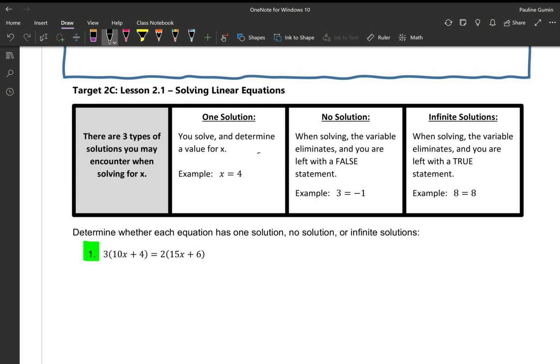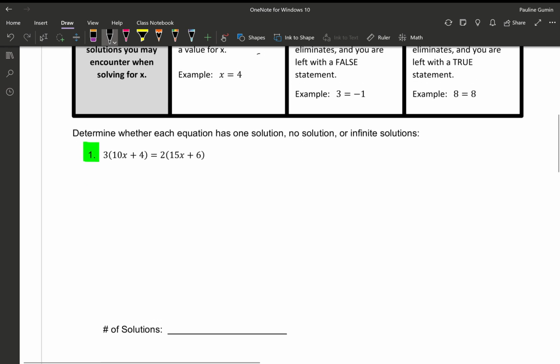The third type of solution we could possibly have is infinite solutions. This happens when we're solving a problem, the variable eliminates, and we're left with something true, like 8 equals 8, 2 equals 2, etc. When that happens, infinite solutions. So let's take a look at these 3 types. Okay, so let's start off with number 1.